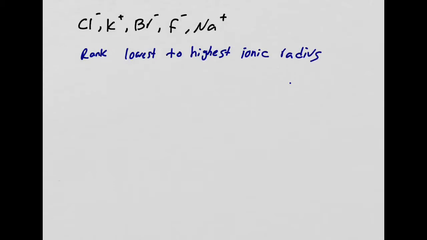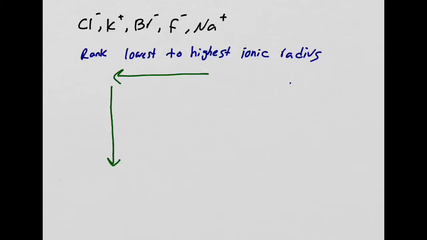Okay, pause me and do this problem. Lowest to highest ionic radius. Now remember, we said before you do this, you have to write down the trend. The trend for atomic radius and ionic radius is this, going this way and then going down. And we said the trend for everything else, ionization energy, electron affinity, electronegativity, would be the opposite of this. And we explained why that is.